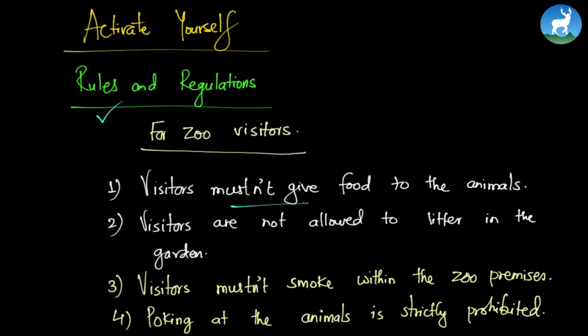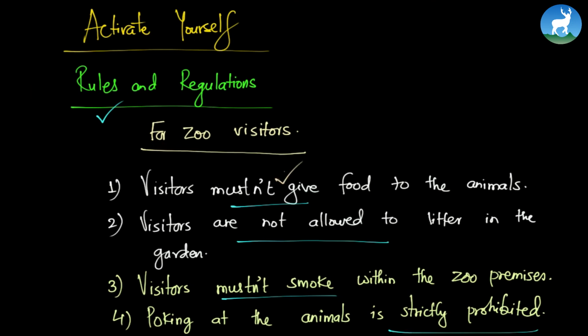Visitors mustn't give food to the animals. Visitors are not allowed to litter in the garden. Visitors mustn't smoke within the zoo premises. Poking at the animals is strictly prohibited. Now, can you find out the basic structures that are used?